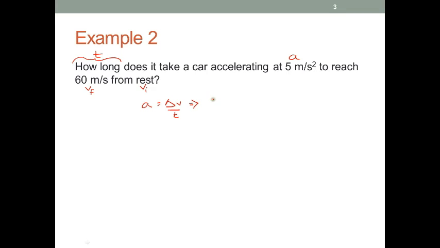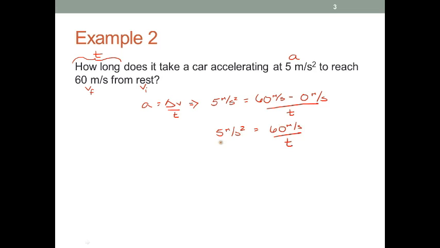What I have is an acceleration of 5 meters per second squared equals a final velocity of 60 meters per second minus an initial velocity of 0 meters per second, all divided by time. So we have 5 meters per second squared equals 60 meters per second divided by time.